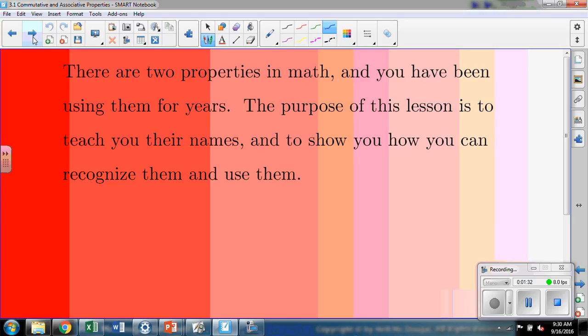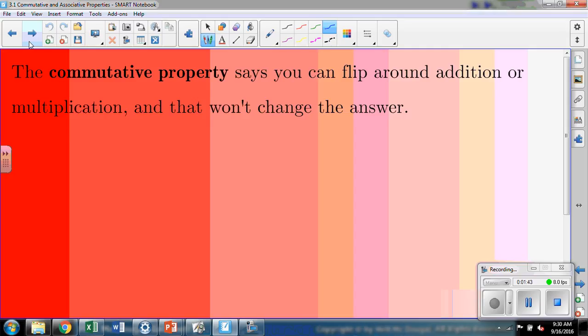So once again, I want to emphasize there are two properties. You've been using them for a long time, and the focus of this lesson is so that you can recognize and use them. Here's the first one. The commutative property says you can flip around addition or multiplication. For instance, 3 plus 5 would give you 8. And if you flip it around so that it's 5 and 3, you get the same answer of 8.